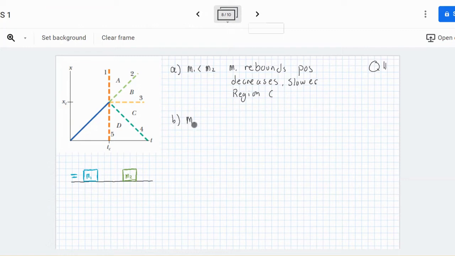B says, what happens if M1 is greater than M2? Well, we know if M1 is greater, it's going to hit and continue, but slower. So M1 continues. So the position increases, but slower. If it continued along this line, it would be at the same speed. All right, so position is increasing, so A or B, but A would be steeper, B is less steep, so I think region B.